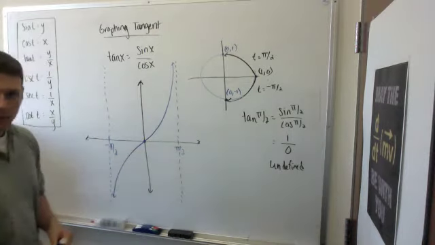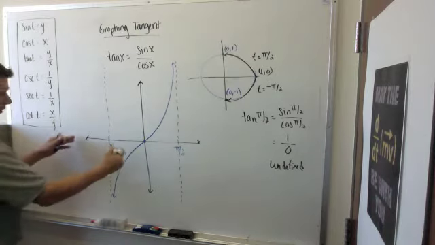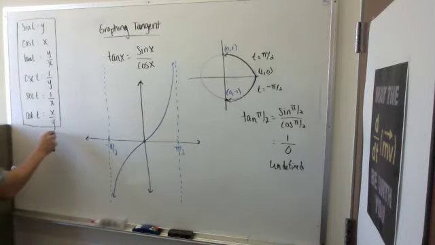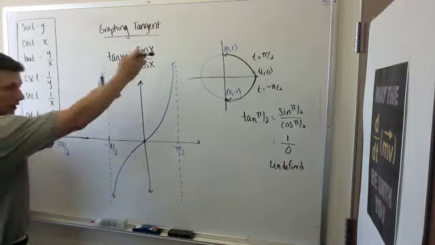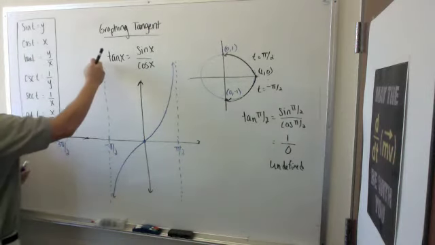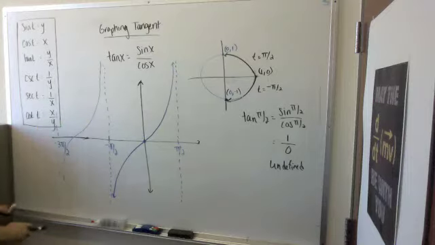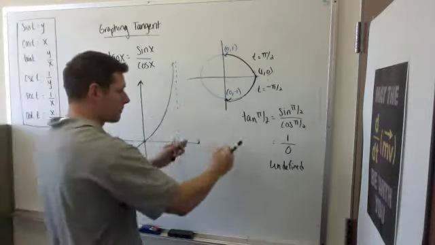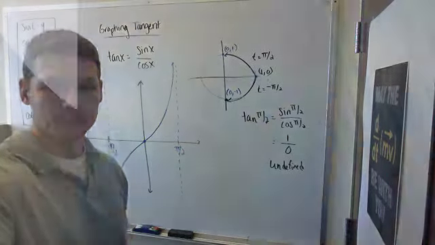Now, of course, once you get one period, you can do all the others. So this function also has another period of pi over here, say, at negative 3 pi over 2. If I extended this axis out, I'd get the exact same look as right here, and there'd be another asymptote approximately here. So we copy and paste, and copy and paste over and over, and that's the graph of tangent.